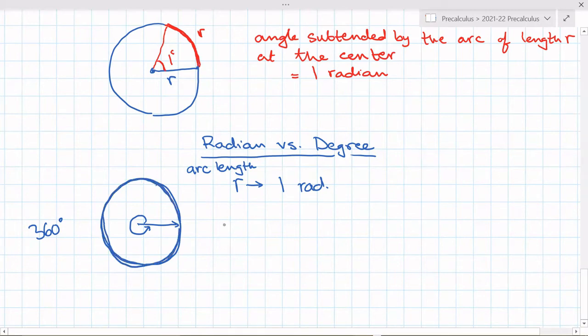2 pi r, because that's the circumference, right? If r gives us 1 radian, 2 pi r will give us how many radians? 2 pi radians, they're proportional, right? It's just length that we are extending. r gave us 1 radian, 2r will give us 2 radians, 3r will give us 3 radians, 2 pi r gives us 2 pi radians.